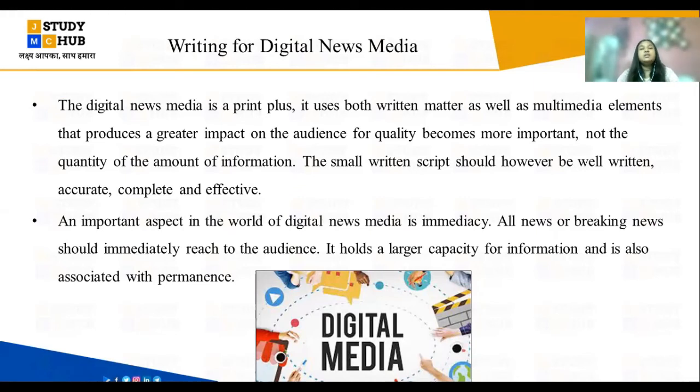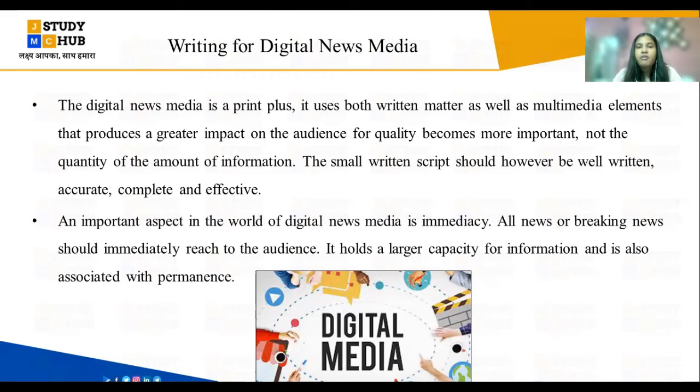So in digital news media, you will not only be reading a news story about the accident happening, but with that you will get a number of pictures attached to it, a number of videos that are going viral on social media. You will get interviews from people on spot. You will get people sharing personal images on their social media spaces as well. So you are getting a lot of things at the same time. So it is not about the quantity of information you are getting, but the quality of the information. A small written script should, however, be well written, accurate, complete, and effective.